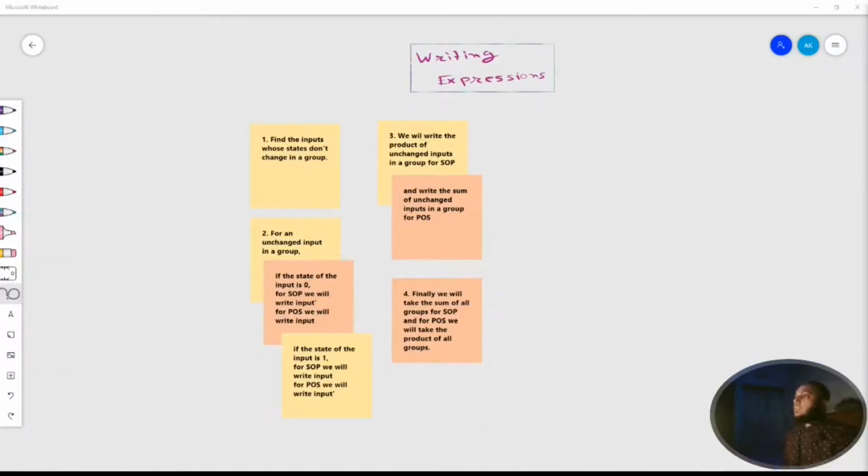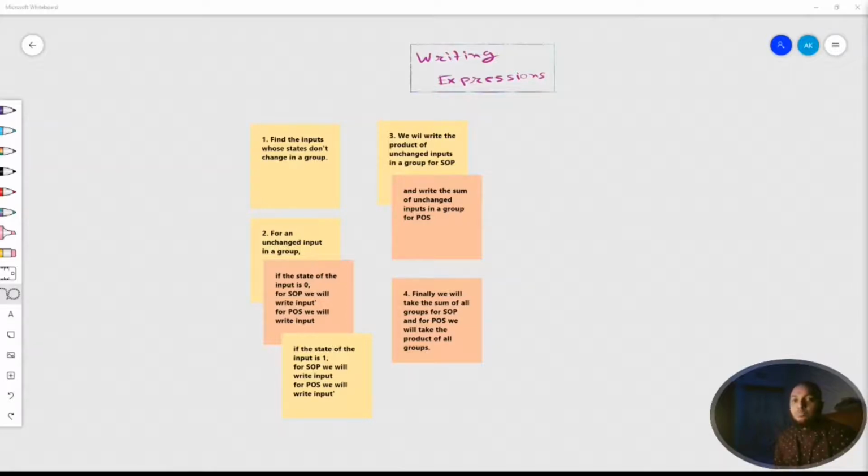Now let's see how we can write the expressions, the simplified expressions using K-map. First I will describe for SOP, then I will talk about POS. For SOP, at first we need to write the inputs which don't change in a group. If an unchanged input is 1 in a group, then we need to write the input's name. If a particular unchanged input is 0 in a group, we need to write the input's name with a prime. So we need to write all the inputs similarly in a group which don't change.